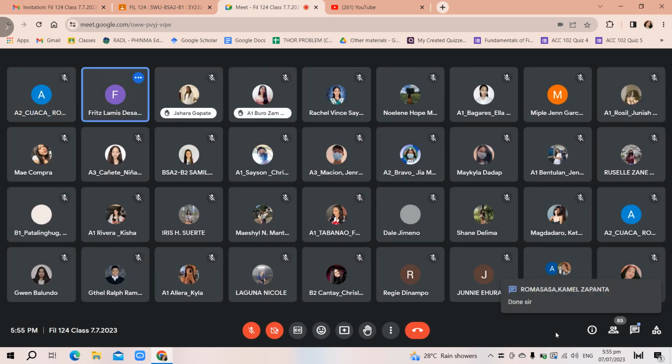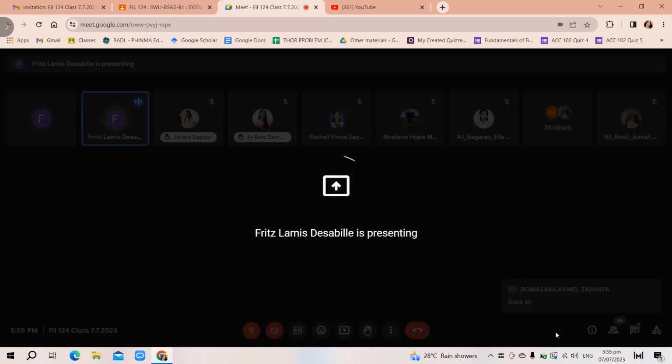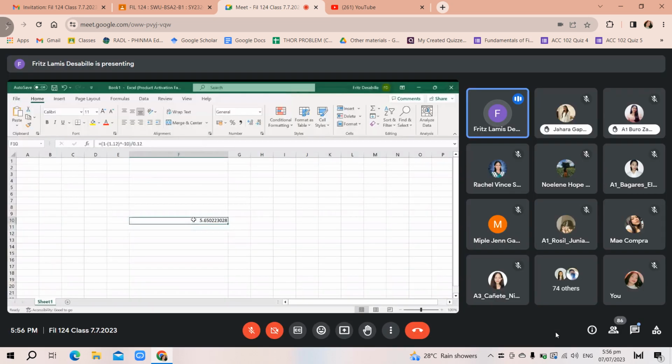Like this one, what is it? 5.65. So I am the formula type. I'm not a master of the basic calculator. So the formula is now 1 minus 1 plus r, so 1 plus 0.12 is 1.12, raised to negative n, which is the period, over the r, 0.12. So we will be arriving at the same amount.